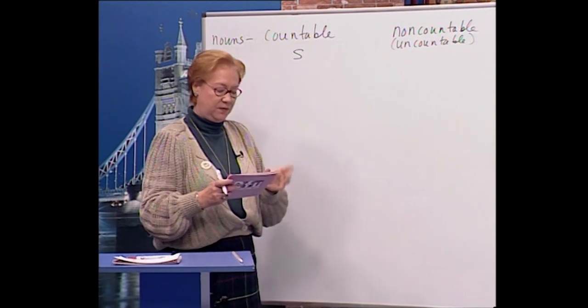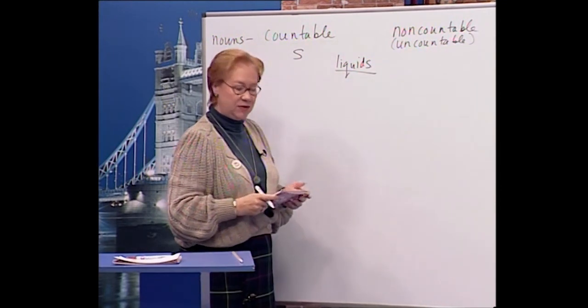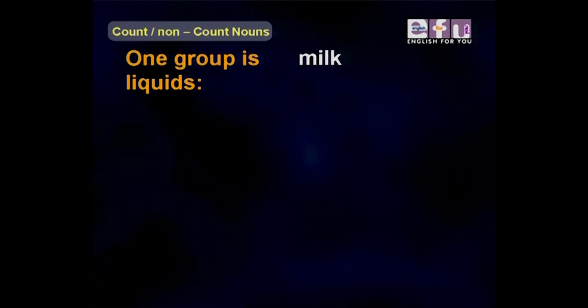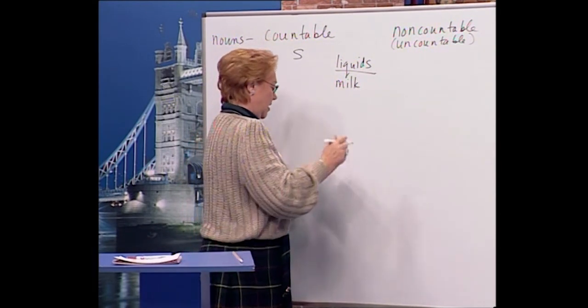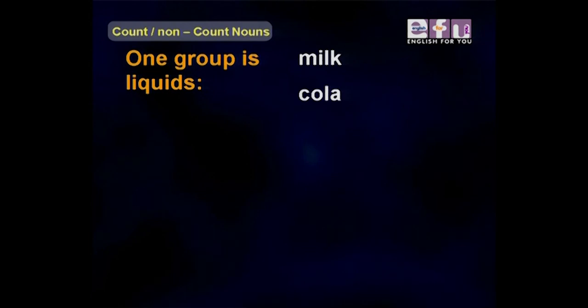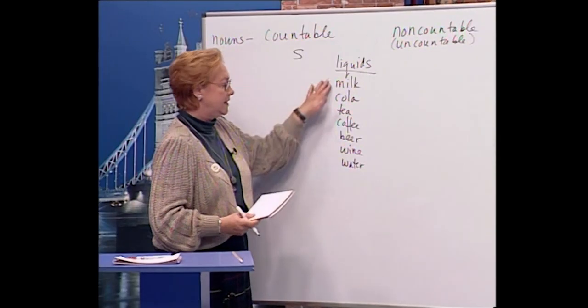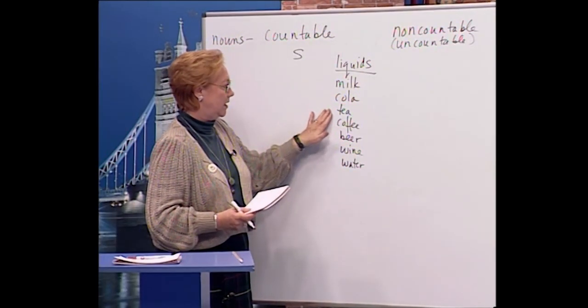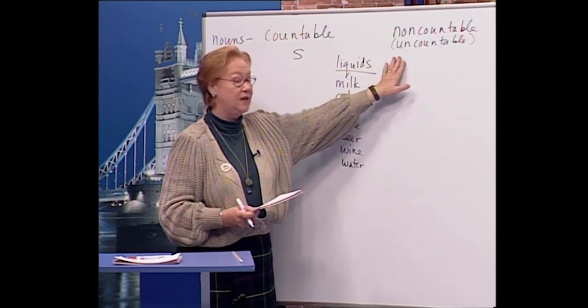All right, now, one group is liquids. In this group, we have milk and milk products. So, cheese, yogurt, ice cream, etc. Another one, cola, tea, coffee, beer, wine, and water. So these are liquids that we drink. So milk, cola, tea, coffee, beer, wine, and water. No S. They're non-countable.